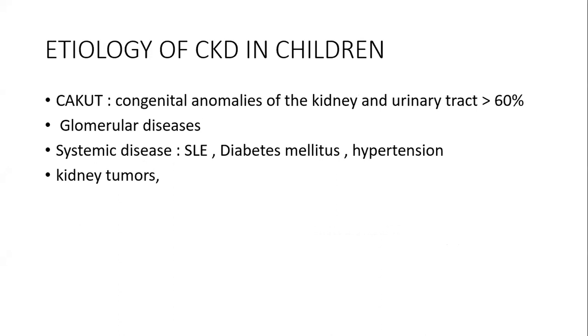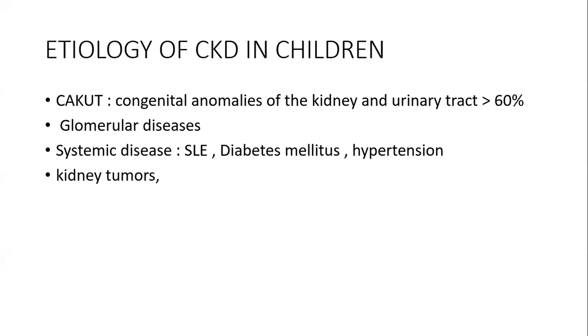So when we consider the most common condition associated with chronic kidney disease in children, the most common is what we call congenital anomalies of the kidney and urinary tract, because they account for more than 60% of the children with chronic kidney disease. That includes cysts, multicystic dysplastic kidney disease, congenital hydronephrosis, and posterior urethral valves with reflux disease. So all those congenital anomalies increase chronic kidney disease.